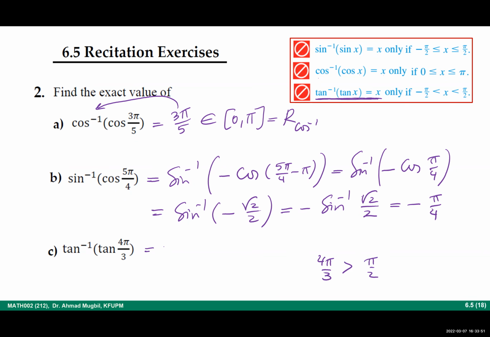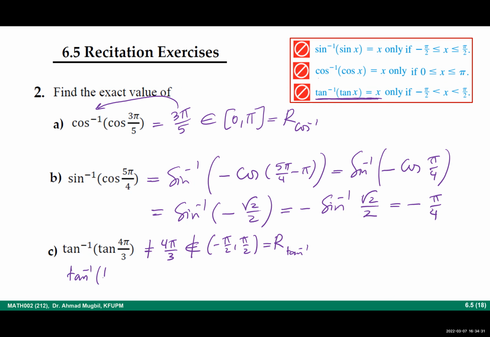You have two options. Option number one is to simplify this such that the argument will be inside that interval. First of all, let me mention why the answer is not 4 pi over 3. Because this number is not in the range. It is not between negative pi over 2 and pi over 2. It is not in the range of tan inverse, so it cannot be an output of tan inverse. So if it is not 4 pi over 3, what is it?